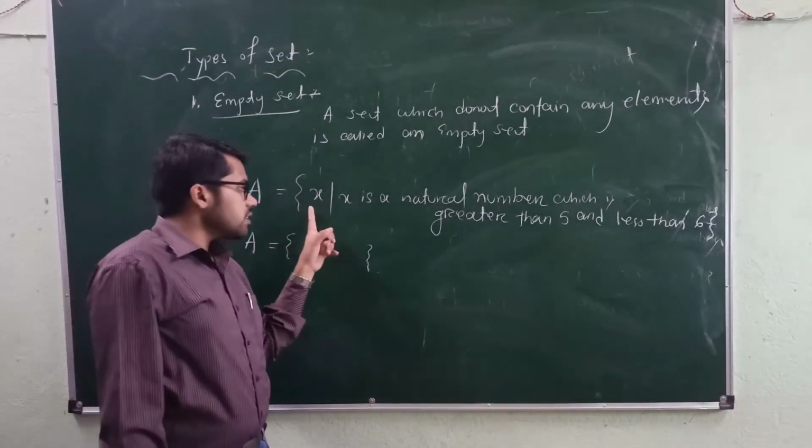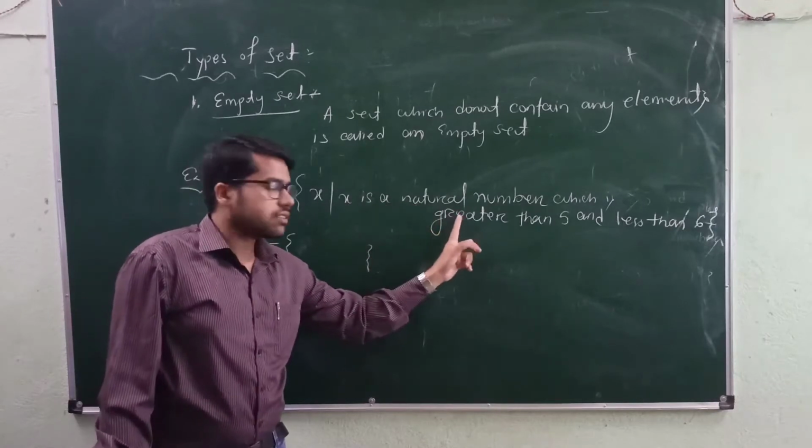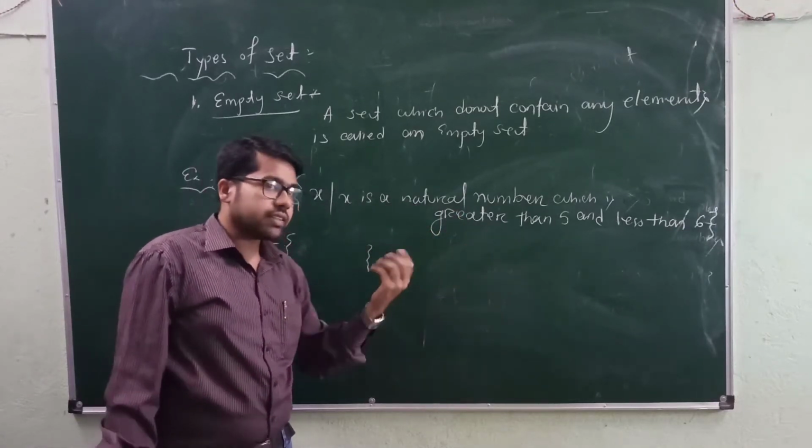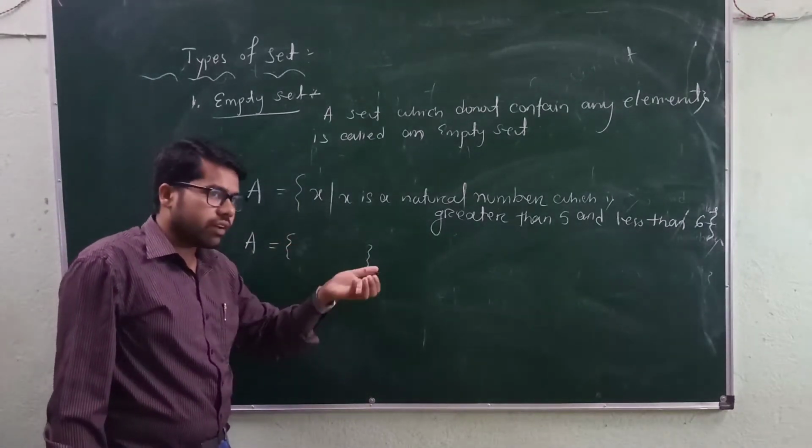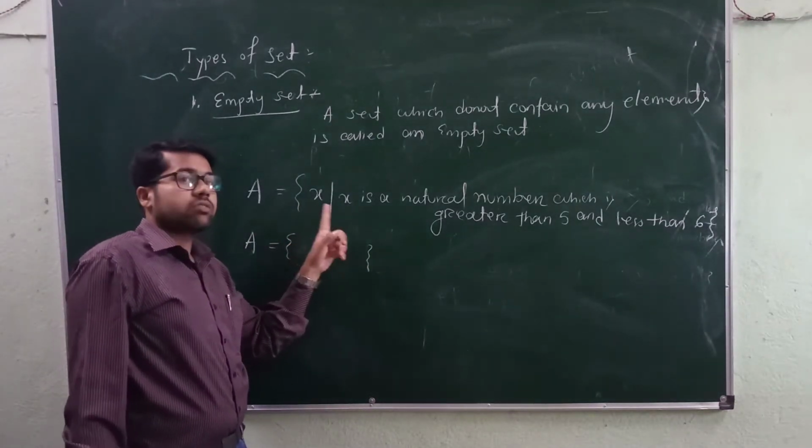See, here x is a natural number which is greater than 5 and less than 6. That means we have to find all those values of x which are greater than 5 and less than 6, provided the x should be a natural number.